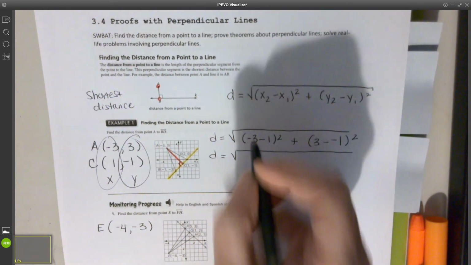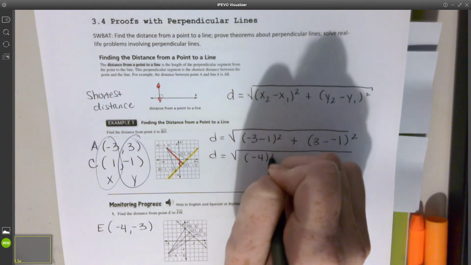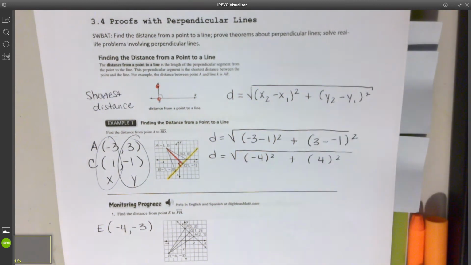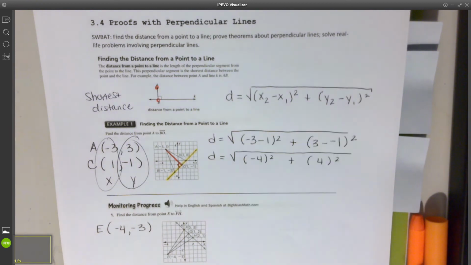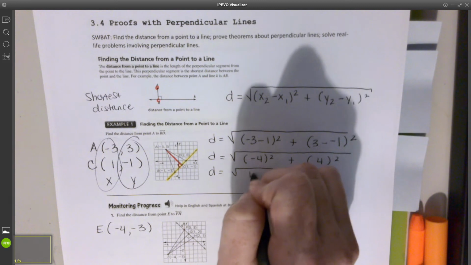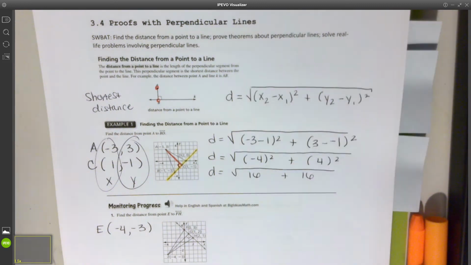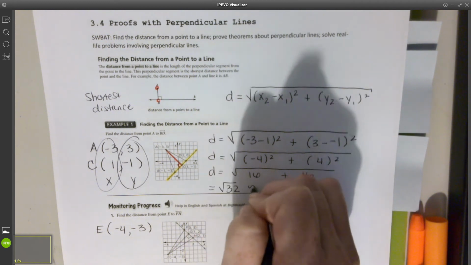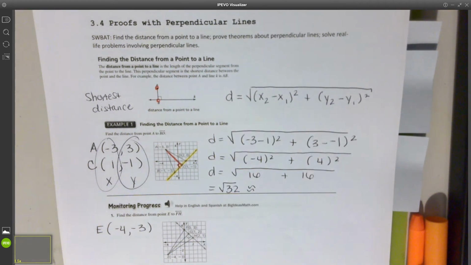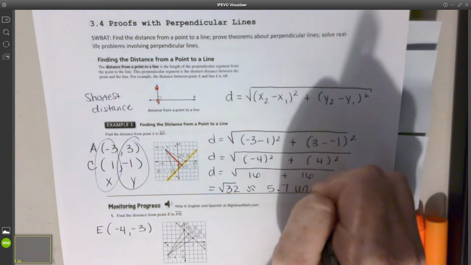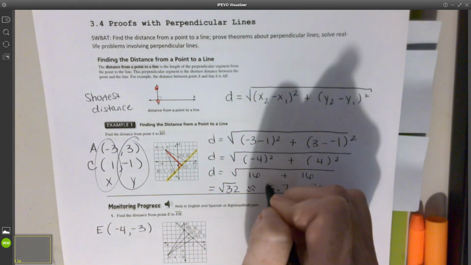All right, so in this parentheses, I have -4 squared. In this parentheses, I have +4 squared. Remember, the two negatives, when they touch, create a positive. So here, when we square, remember that when we square a negative, it will be positive. So I have 16 plus 16. So I have the square root of 32, which is approximately, and that squiggle means approximately, 5.7 units. So that would be my final answer.